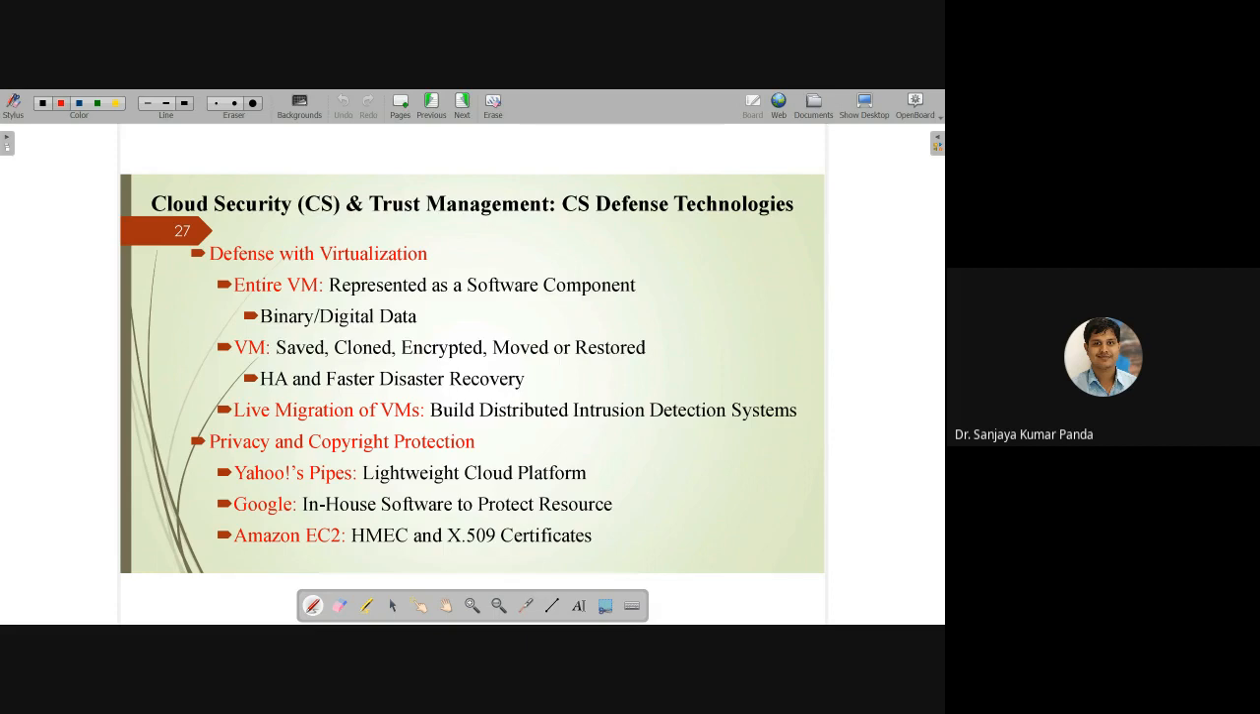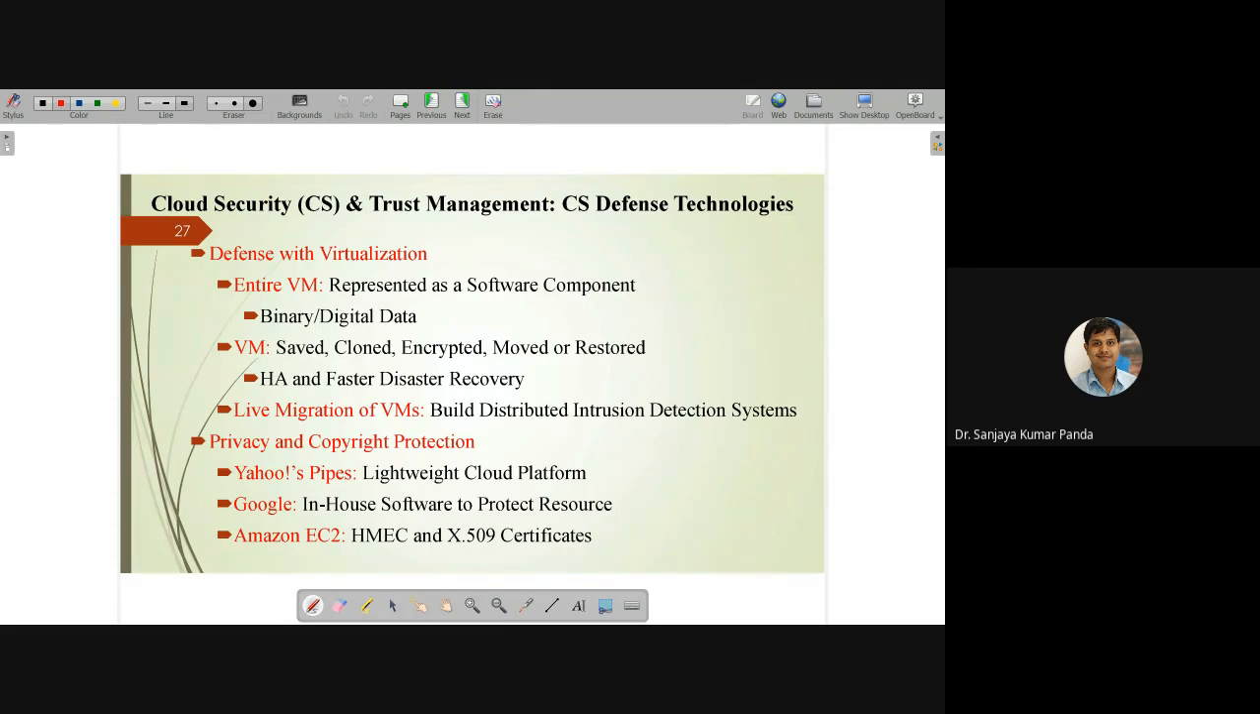Similarly, live migrations sometimes also cause man-in-the-middle attacks. Okay, if you are migrating from one physical machine to another physical machine, the intruder who is in the middle can launch an attack to get the details of that particular virtual machine.